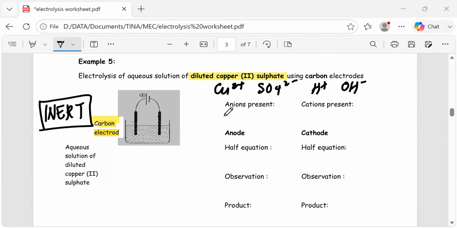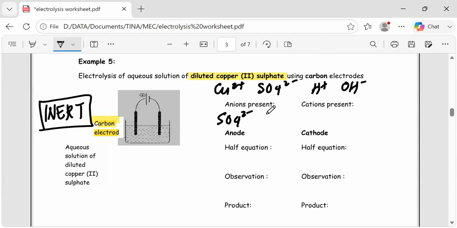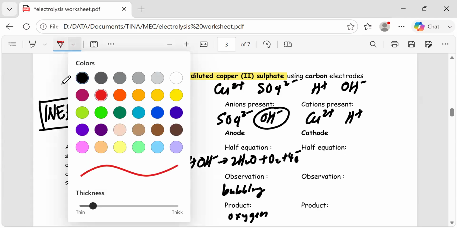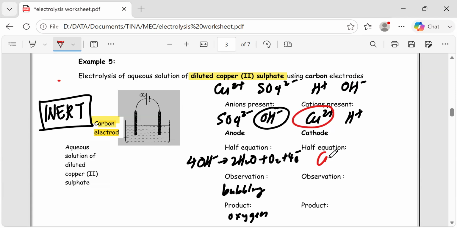Now, what ions are present? Sulfate, hydroxide. Cations present? Copper, hydrogen. The half equation doesn't make a difference whether it's diluted or concentrated, or carbon or graphite. We still choose hydroxide. By now you have written this equation at least 20 times. Please make sure you know how to write it in the exam. You will see bubbling and then oxygen. The other side, who do you choose? You choose the transition metal. You choose copper.